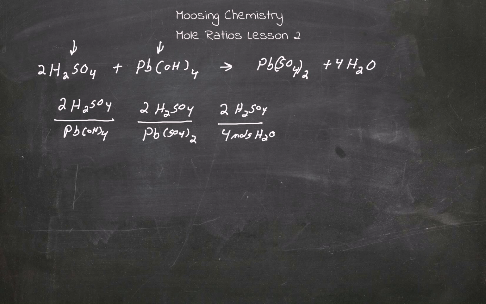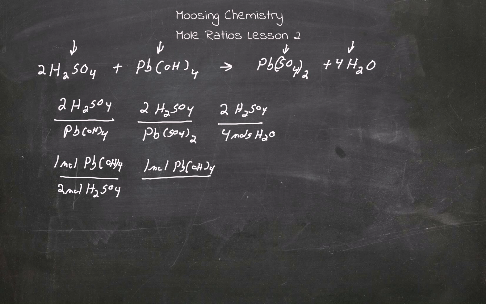Each one of these has its own ratio. Alright, so let's do the next one. So we have 1 mole of PbOH4 over 2 moles of H2SO4, 1 mole of PbOH4 over 1 mole of PbSO4. So you kind of get the hint that I'm trying to do every possible combination.